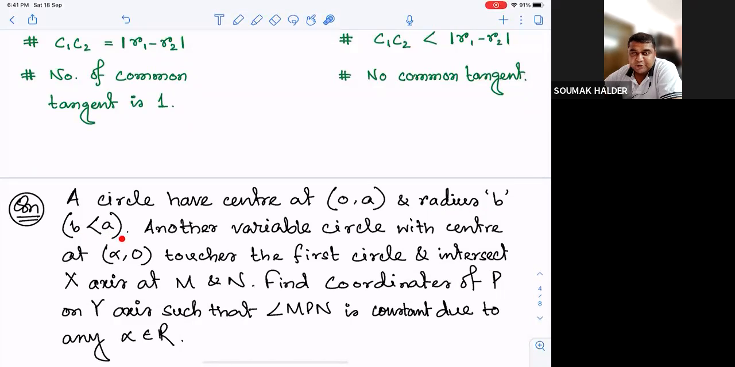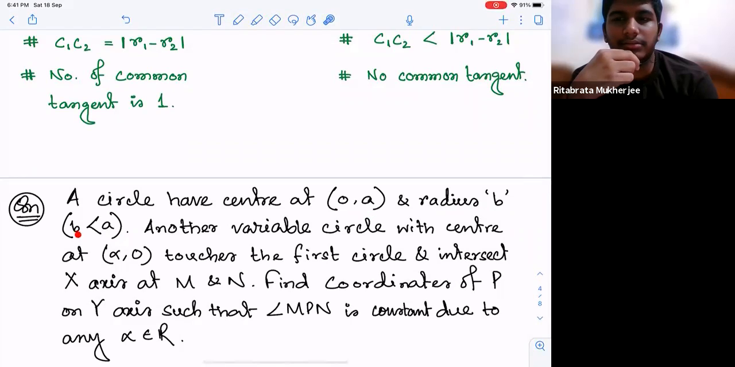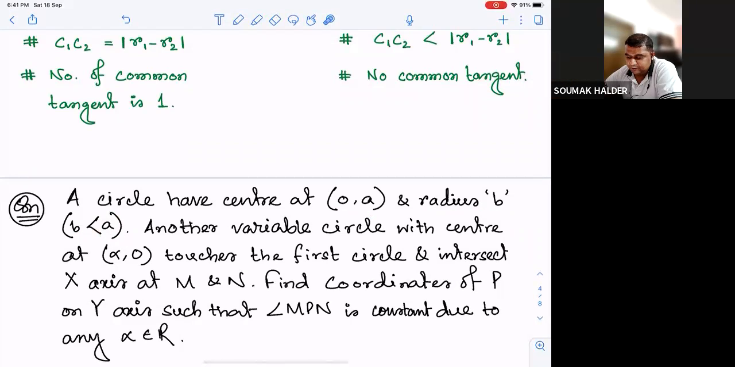Now, after reading this much, can I confirm whether the center was above the x-axis or below the x-axis? Yes, sir. As the radius is less than a, definitely a is positive, and if (0, a) is the position of the center, it is above the x-axis on the y-axis. So that means the center is on the positive y-axis and the radius is b, and the radius is such that this circle must have the origin as an exterior point. Is that okay with everyone?